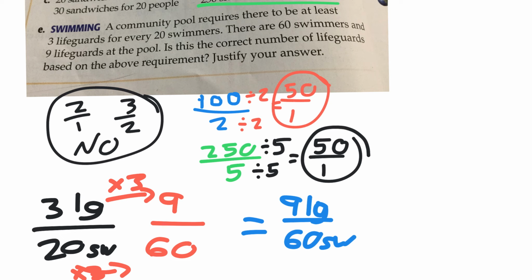The other way you could have done it, to stay the way we've been doing things, take 9 over 60 and reduce it. Divide by 3, divide by 3. That would give me 3 over 20. So I could make them match as 3 over 20, or I could make them match as 9 over 60. Either way, they're equivalent. So yours is correct.